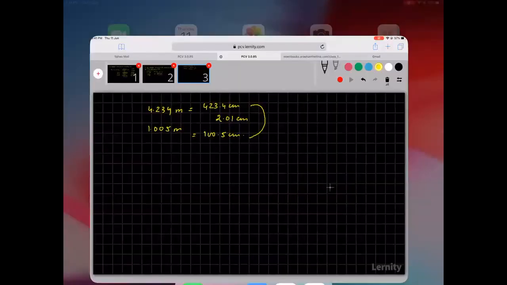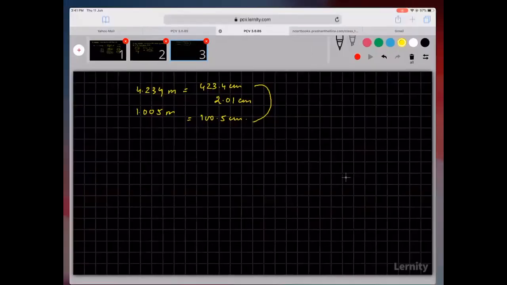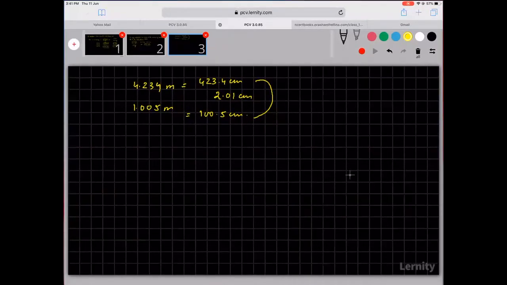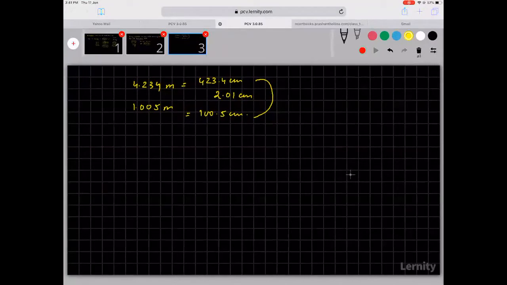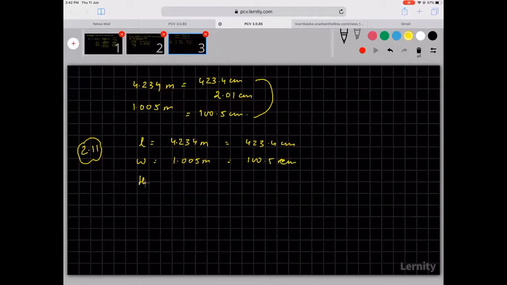Yes, I repeat again, question number 2.11. The length is equal to 4.234 meter, which is equal to 423.4 centimeter. The width is equal to 1.005 meter, which is equal to 100.5 centimeters. And the thickness is equal to 2.01 centimeter. So this thickness is the most precise. We don't want the most precise, we want the least precise. So when you find the volume, the answer should be reported to 1 decimal place.